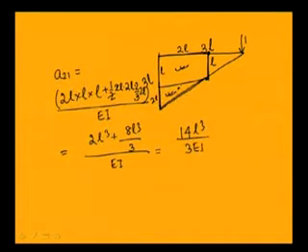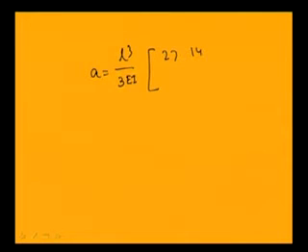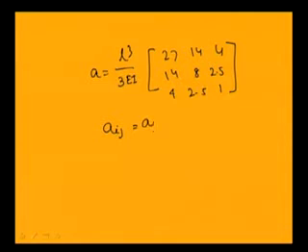So in this way, in the last class we have determined the flexibility influence coefficient of all the points. So we have determined the matrix, and that matrix we have already seen, is given by L cube by 3 EI into 27, 14, 4, 14, 8, 2.5 and 4, 2.5, 1. In this case you can observe that Aij equal to Aji.